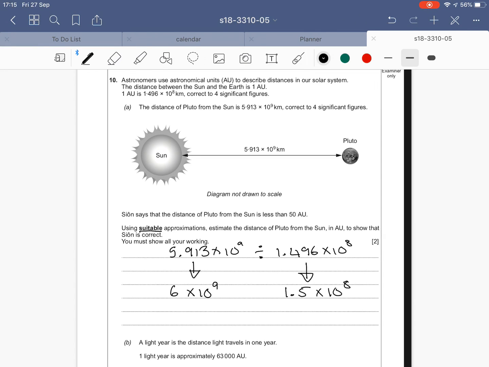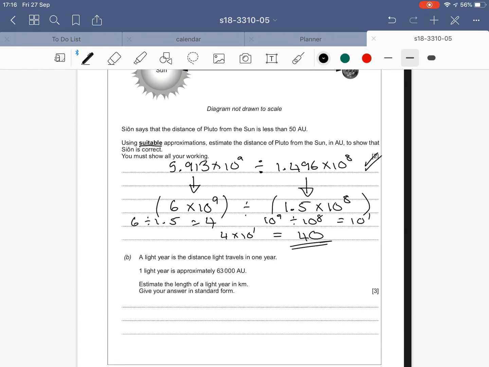So now I would divide them, and when we're dividing in standard form, we just need to do 6 divided by 1.5, which is 4, and then 10 to the power of 9 divided by 10 to the power of 8, which is 10 to the power of 1. So we got 4 times 10 to the power of 1, which is just 4 times 10, which is 40. You can check that by just putting this in your calculator.